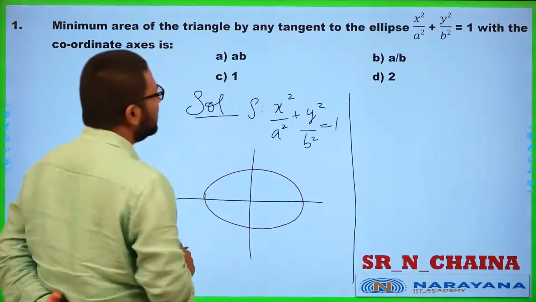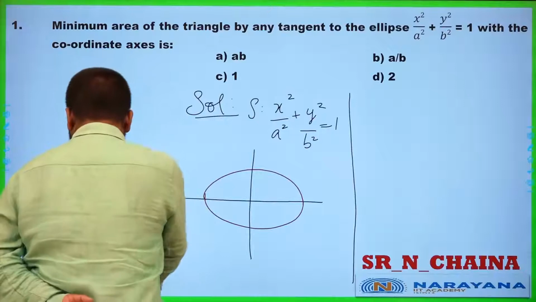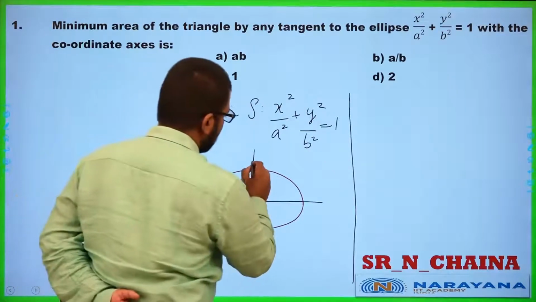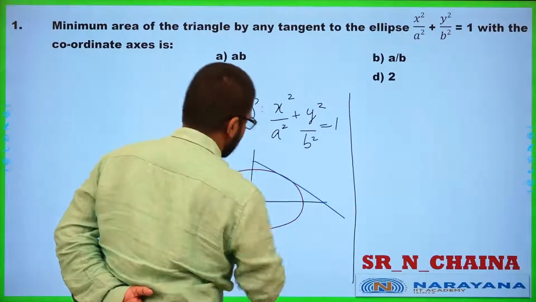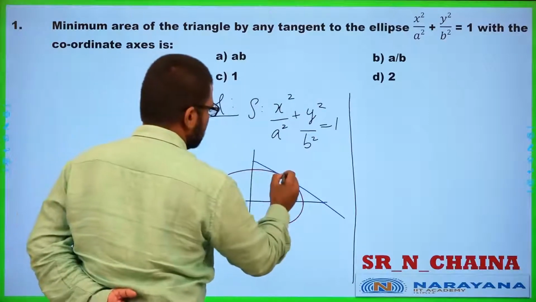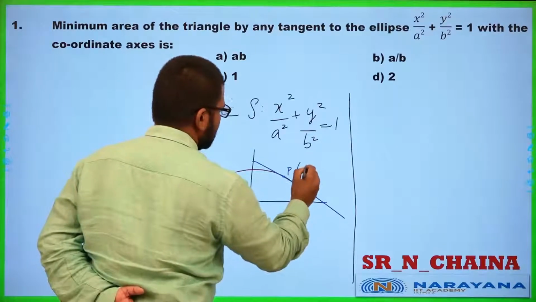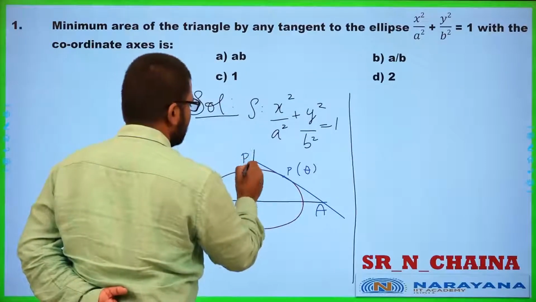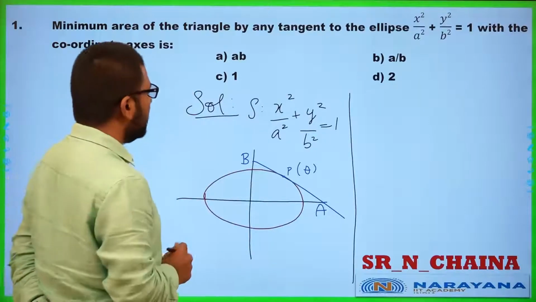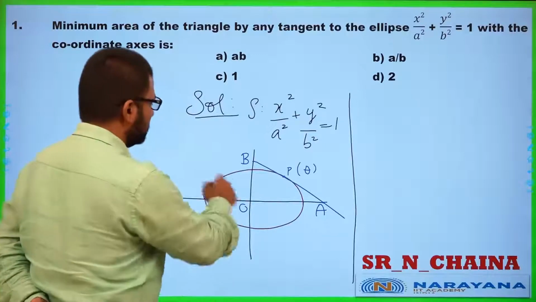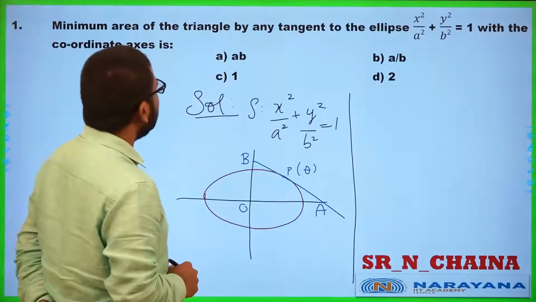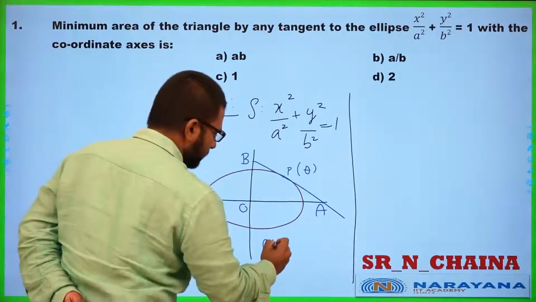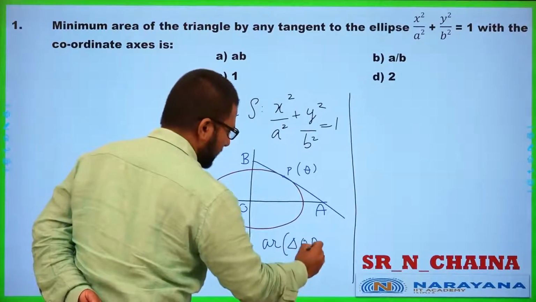Alright. So to this ellipse we are drawing a tangent and we are asking for the minimum area of the triangle. Let us call this point P, a general point P of theta. Where it meets the x axis, let us call it A. Where it meets the y axis, let us call it B. Okay. And so now if this is the origin, then the minimum area of the triangle formed by this, right? So we want the area of triangle OAB.